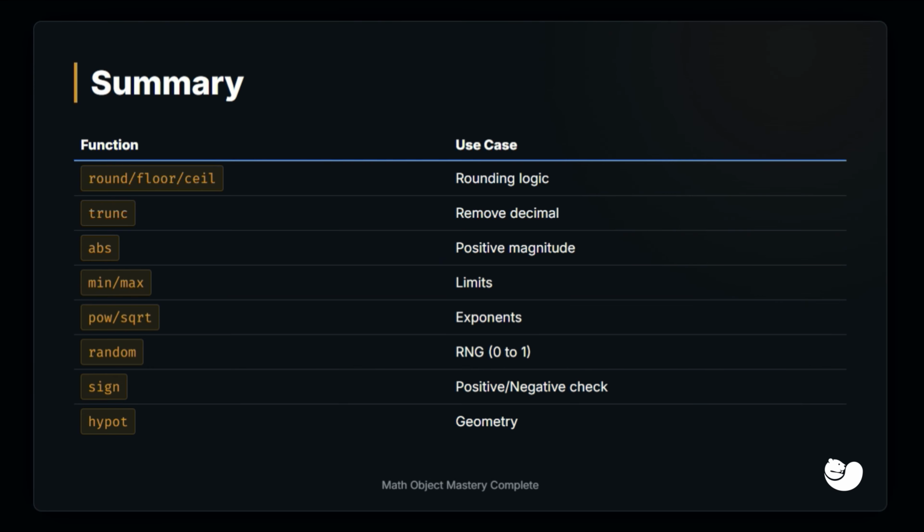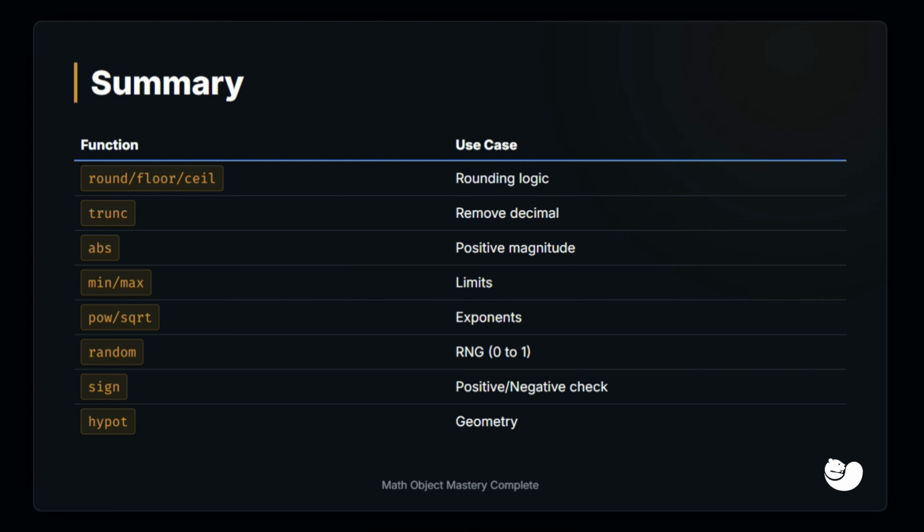We have successfully navigated the extensive capabilities of the JavaScript math object. We started with the nuances of rounding using round, floor, ceil, and trunc, giving you total control over integer conversion. We examined utilities for analyzing numbers like absolute value and sign, and calculation tools for limits with min and max. We delved into power functions with exponents and square roots, explored the generation of randomness, and simplified geometry with the hypotenuse function. Finally, we highlighted the critical incompatibility with BigInt.